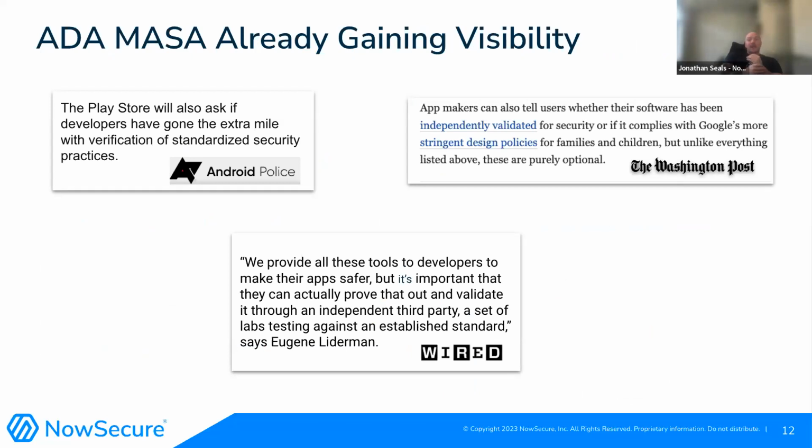MASAs are gaining visibility, and it is getting pushed out there. I know not many people know about it, but we are trying to push this information out to everybody so that you aren't running into blockers and you aren't running into these issues when they finally start implementing everything. As you can see, Android Police, the Play Store will also ask if developers have gone the extra mile with a verification of standardized security practices. This is just reinforcing the need to show our clients and customers that we're doing anything and everything in our powers to make sure that their information is secure.